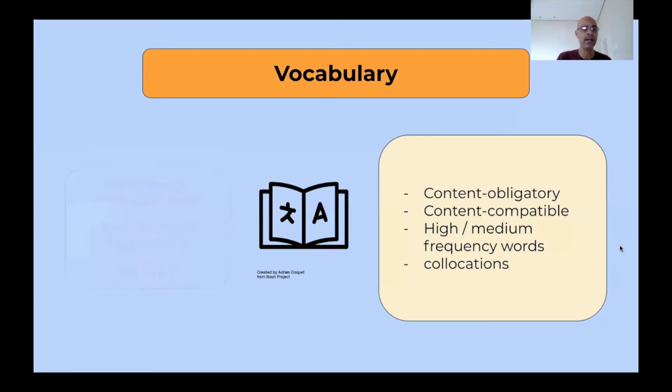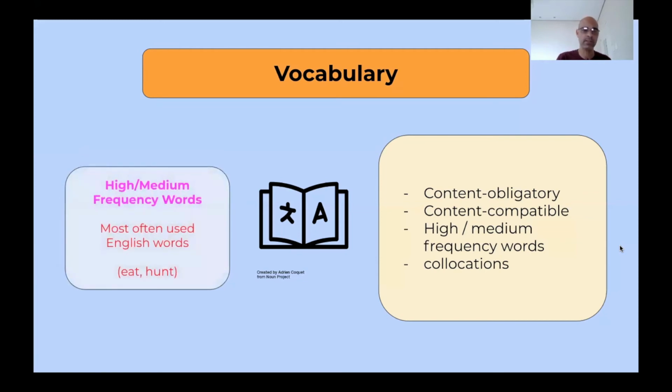And then I go to high and medium frequency words. Those are the most often used words in English. So I may use the words eat or hunt. I can see words like this in cartoons every day on TV. We probably use the verb eat every day or close to every day because those are high or medium frequency words in English.